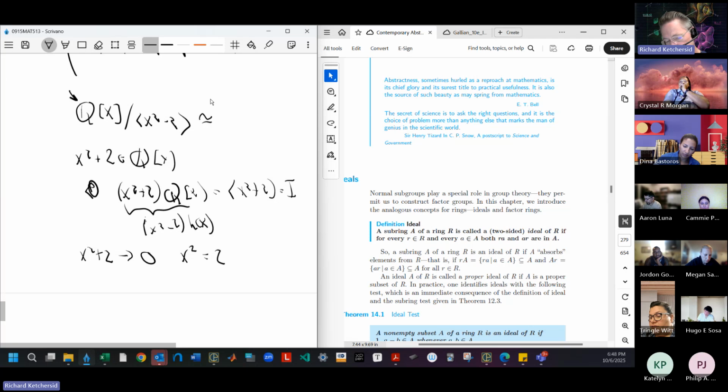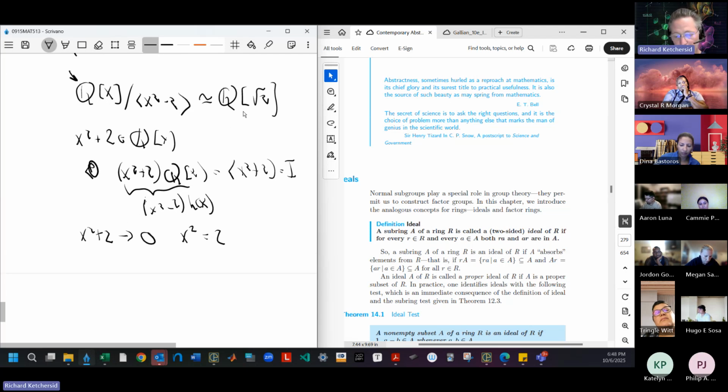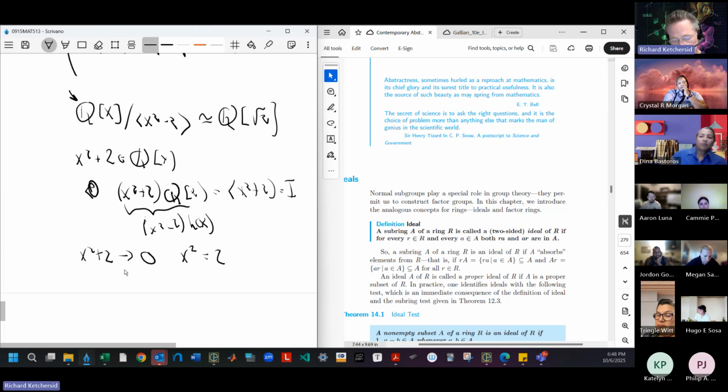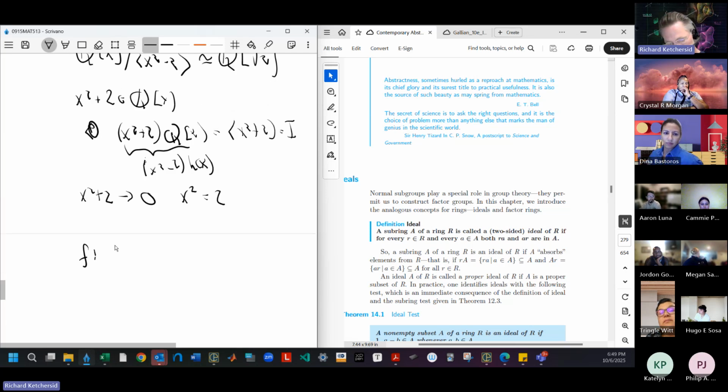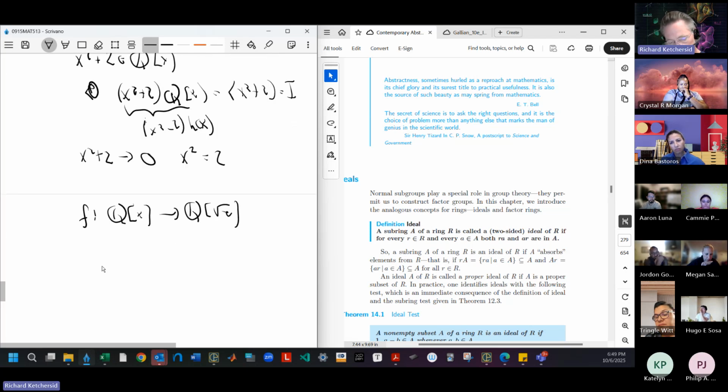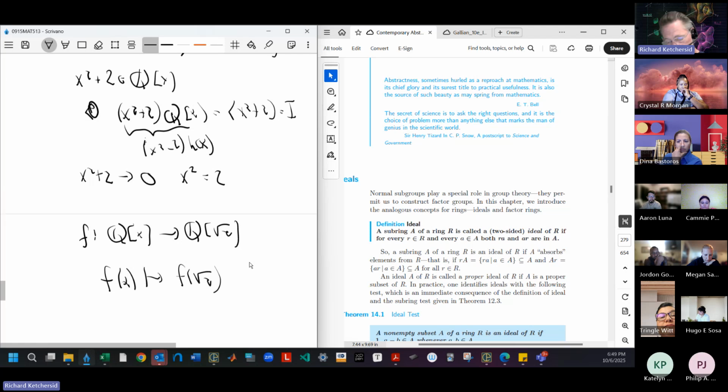So we'll show that this field is isomorphic to Q adjoin square root of 2. The map that does that will be this sort of evaluation map going from here over to there, where we're just evaluating at square root of 2. So we take the map going from Q[x] to Q(square root of 2) by f of x gets mapped to f of square root of 2, and this is a homomorphism.